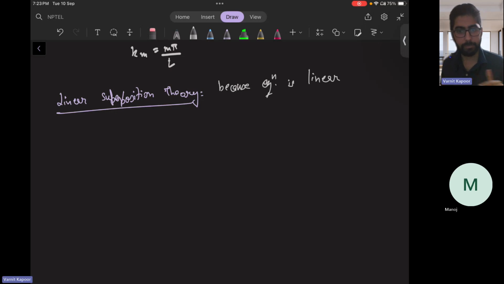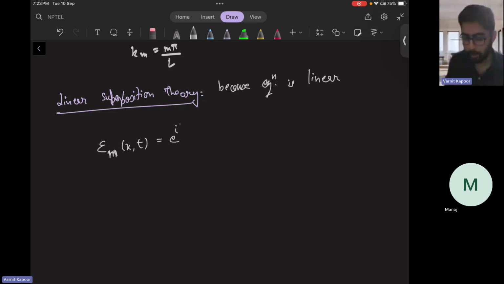Suppose we are looking at some epsilon_m of x comma t, which will be the one particular mode. That is epsilon_m of x comma t is e^(ikx) times e^(lambda t). We can look at the behavior of a single term in this expansion. If one term is unstable, then the whole solution is unstable.